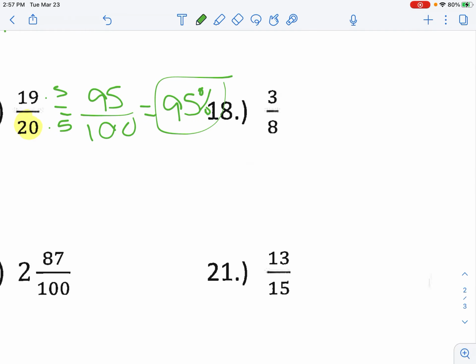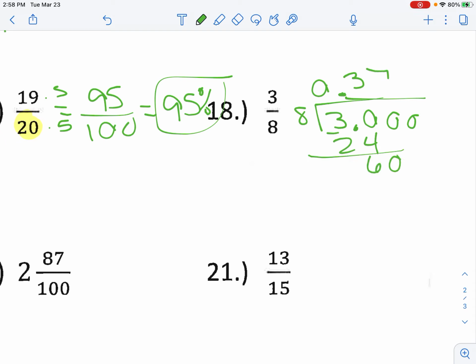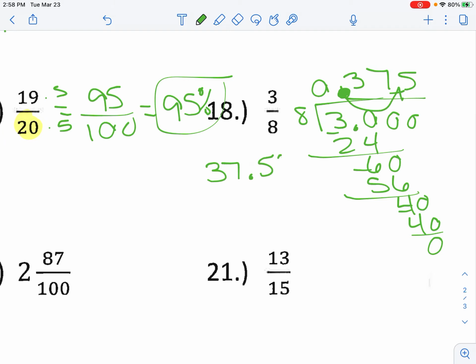3 is not a factor of 100. So we're going to do numerator divided by denominator, add your decimals and your 3 zeros. So this is a terminating decimal. Now, we've got a decimal sitting right here. To convert this to a percent, we're going to slide that decimal twice to the right. So this equals 37.5%.